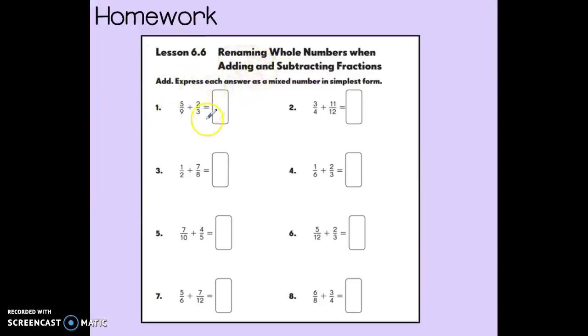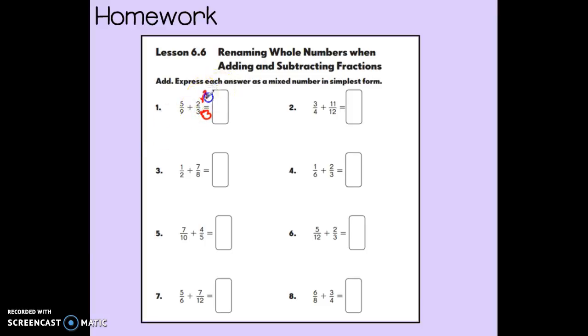So your homework this evening asks you to add and then express each answer as a mixed number in simplest form. So let's look at this first one, 5/9 plus 2/3. Well, I know the first thing I have to do is get these to be common denominators. So let's times this by 3 and times this by 3.